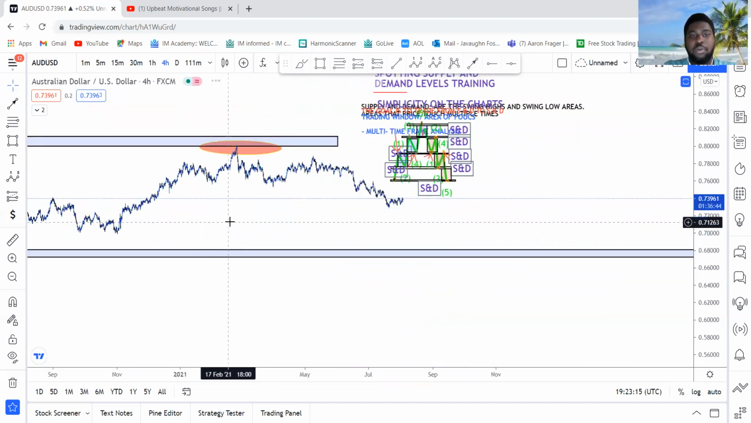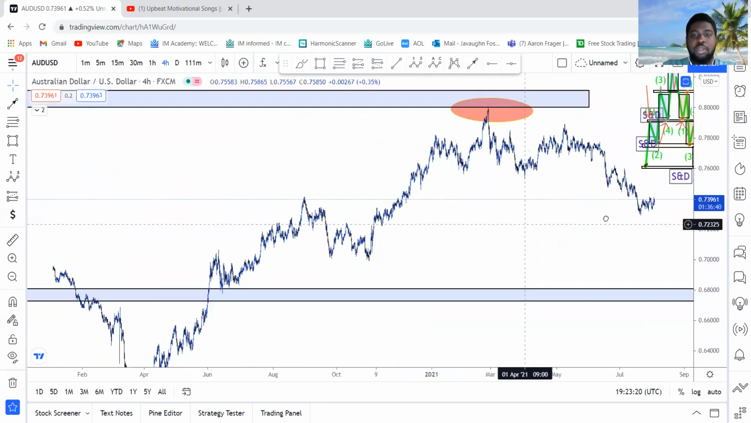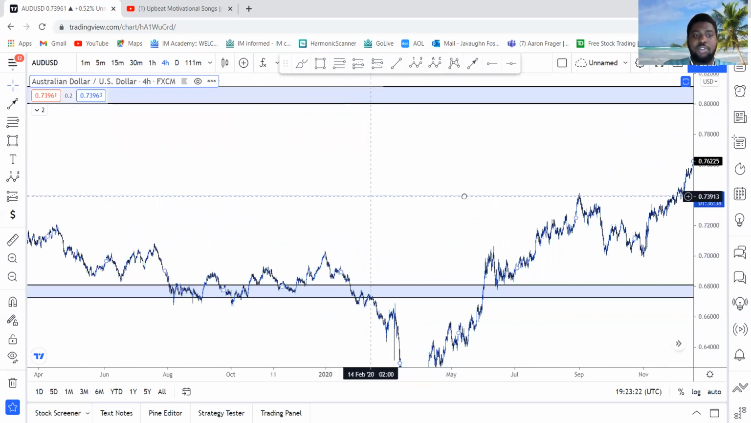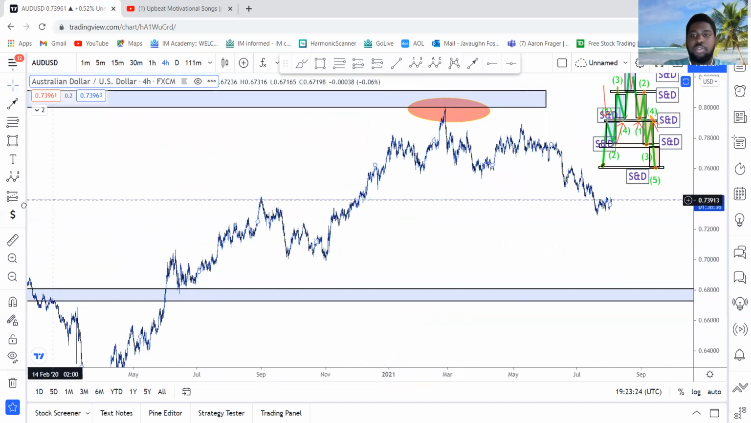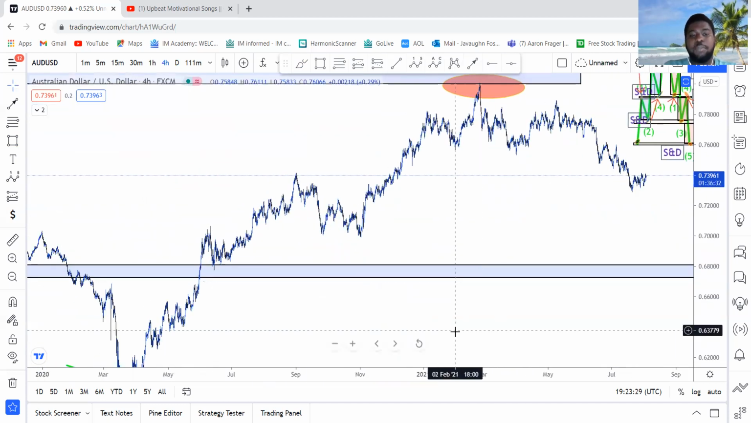So let's go to the 4 hour, right? Now, we could obviously look back on the past, right? Because price does repeat itself. If you guys want to write that down, price repeats itself, right?